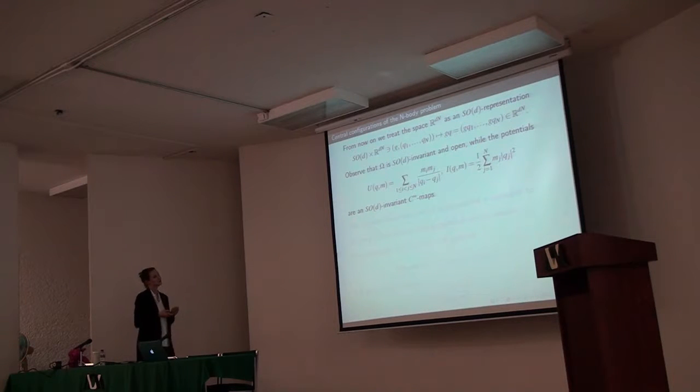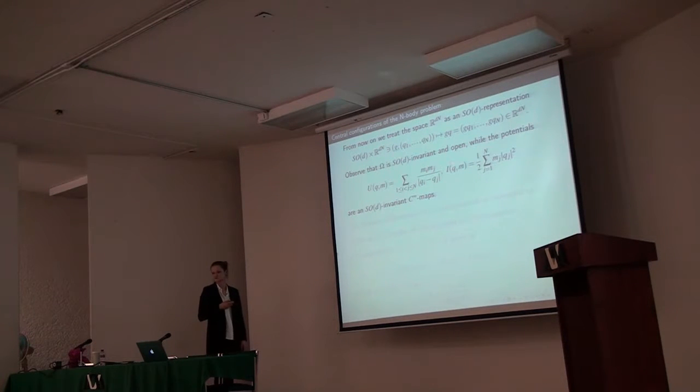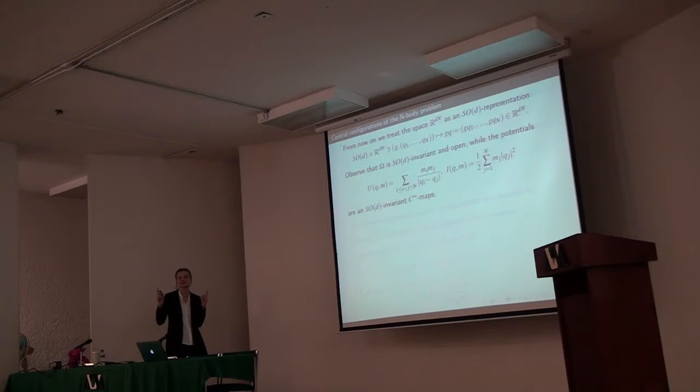So for these potentials, the Newtonian and the moment of inertia, being SO(2) invariant just means that the values are the same on the orbit. For every element from the orbit, the value of these potentials is the same. So when I substitute, instead of this configuration Q, any other rotated configuration, I will get the same value here. Why? Because this potential does not depend on positions, it depends only on the distances between every 2 particles. But if you rotate every particle by the same angle, the distance will not change. So the value will be the same.